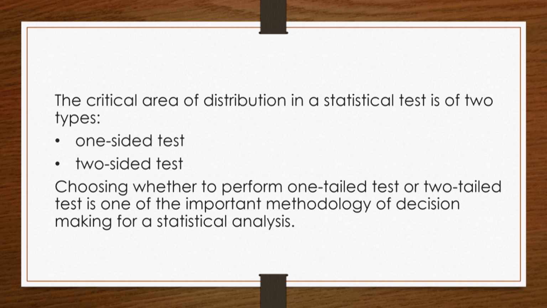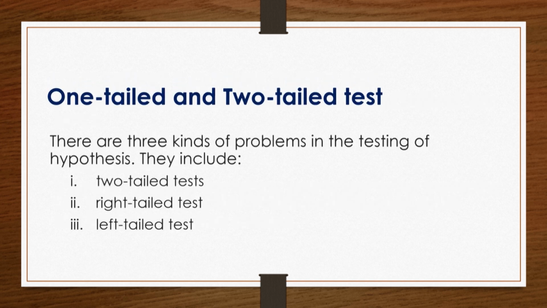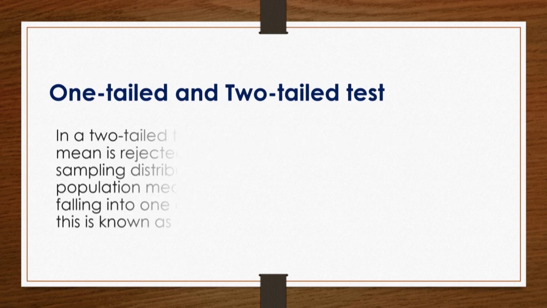Choosing whether to perform a one-tailed test or two-tailed test is one of the important methodologies of decision making for statistical analysis. One-tailed and two-tailed test. There are three kinds of problems that arise in testing the hypothesis that may include two-tailed test, right-tailed test, left-tailed test.